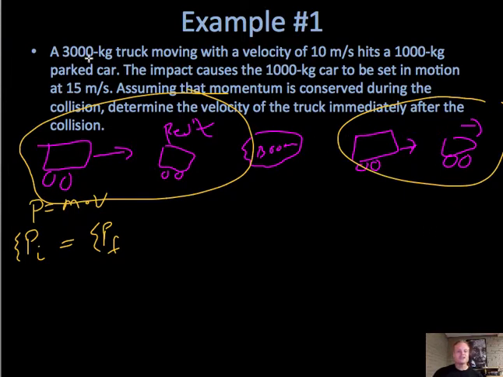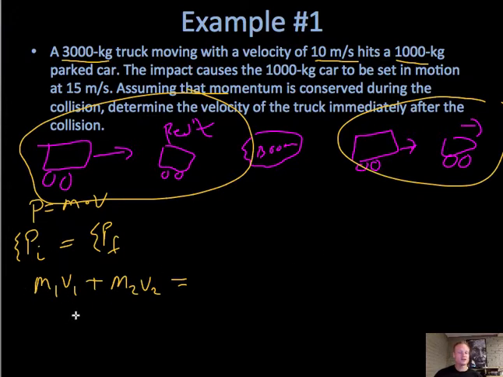It says that initially this 3,000 kilogram truck is moving at a speed of 10 meters per second, and it hits a parked car of 1,000 kilograms. So let's first deal with the initial momentum piece. I'm going to write the mass of the truck, which I'll call m1, times the velocity of the truck, which I'll call v1, plus the mass of the car, which I'll call m2, times the velocity of the car, v2. This is all my initial stuff, which is going to be equal to the final stuff.